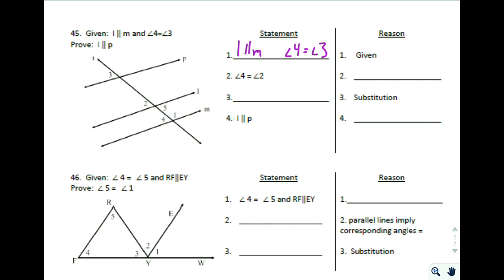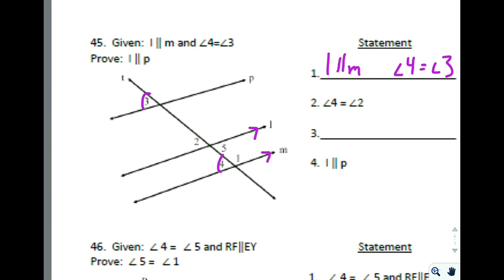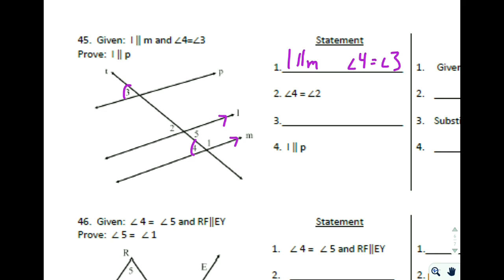Now the next part says angle 4 is equal to angle 2. Somehow from the given information we know that. Now before we go too much further, I want to mark up this picture with the given information. So L and M are parallel. Put little parallel marks on there. Angle 4 and angle 3 are equal to each other. Mark that too. So now we're also told that angle 4 and angle 2 are equal to each other.